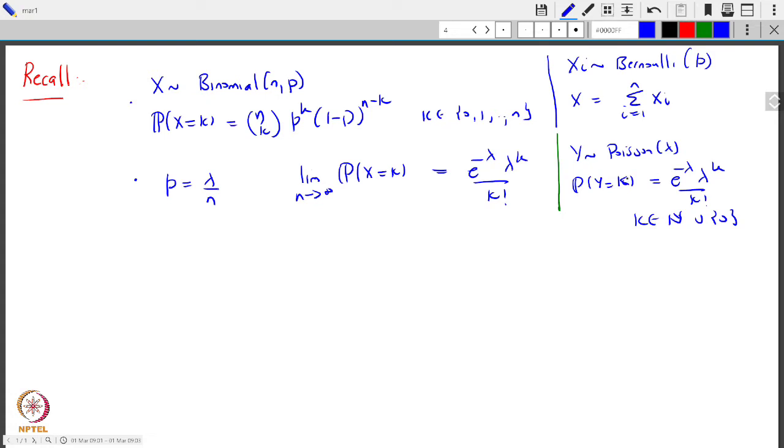So this is where we were at. Maybe in the third or fourth week of the class, we had shown these two results, and this I had called the Poisson approximation.